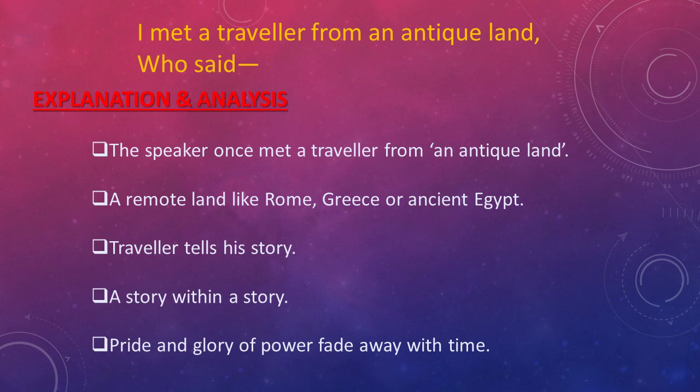The traveler told him his story of the ruins of a giant statue that he had come across. So, it's a story within a story, a narrative within a narrative. Some critics opine that this framing has helped the poet add another level of obscurity to Ozymandias' position in people's mind. It is suggestive of how pride and glory of power fade away with time.